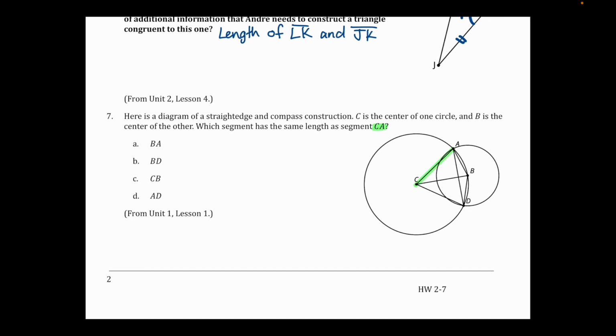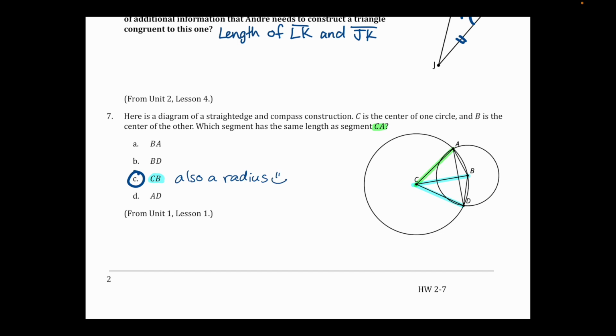CA, that's going to be the same length as either CB or CD, because all 3 of those are radii. So I actually see CB here as one of my answers. So that is going to be our answer, is option C, because it is a radius. So also a radius.